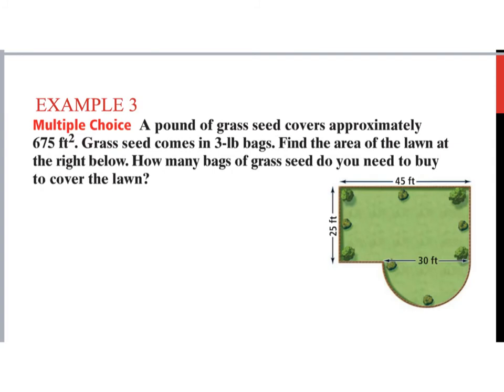Example 3 now is going to incorporate a little bit of review from what we learned before, plus what we just learned about circles. So it says a pound of grass seed covers approximately 675 square feet. Grass seed comes in 3-pound bags. Find the area of the lawn at the right below, and we need to figure out how many bags of grass seed we need to buy to cover the lawn. So it looks like we have 2 areas. We have the area of the rectangle and the area of the circle.